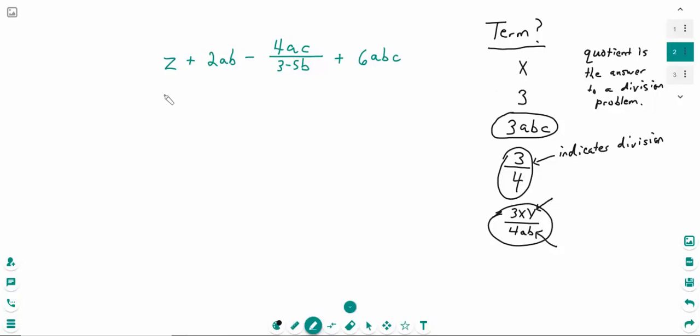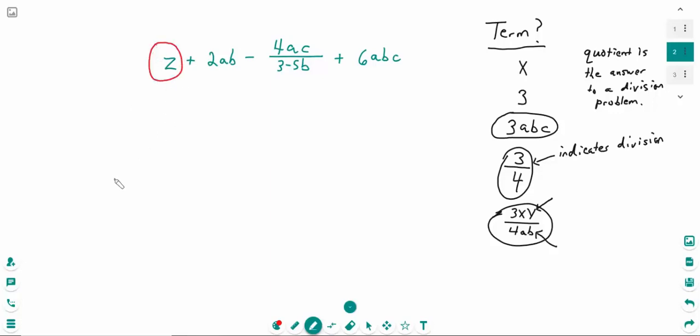So now looking at this expression up here, how many terms are in this expression? Let's think about that. We're looking for numbers or letters by themselves, or indicated products, or indicated quotients. If we look, here's a z, and it's all by itself. There's no product and no quotient here. So z would be one term.